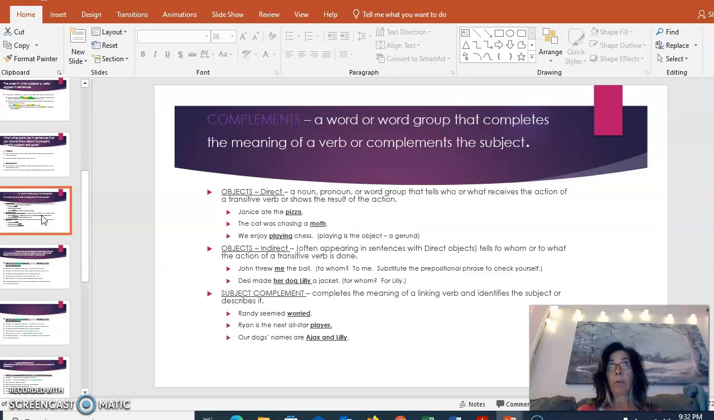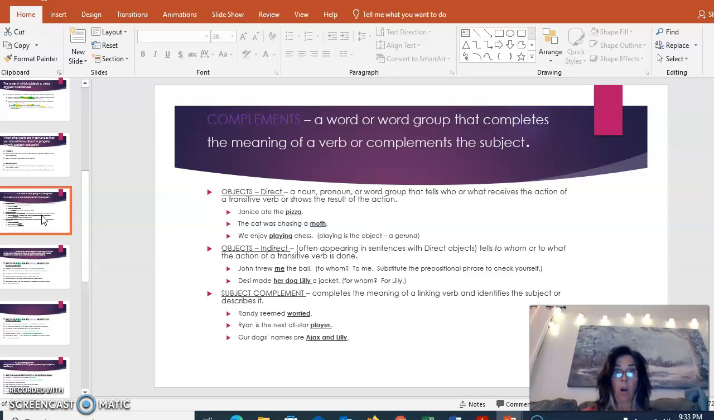Okay, so a subject complement completes the meaning of a linking verb. I think we've talked about this before when we've talked about linking verbs. So it either identifies the subject or it describes it, renames it. So Randy seems worried. Worried is linked back to Randy, so it's a word that describes him. Ryan is the next all-star player, so player is linked back to Ryan, renames Ryan, and it's linked by the linking verb is. Our dogs' names are Ajax and Lily, so Ajax and Lily are being renamed as the dogs, linked with the linking verb are.